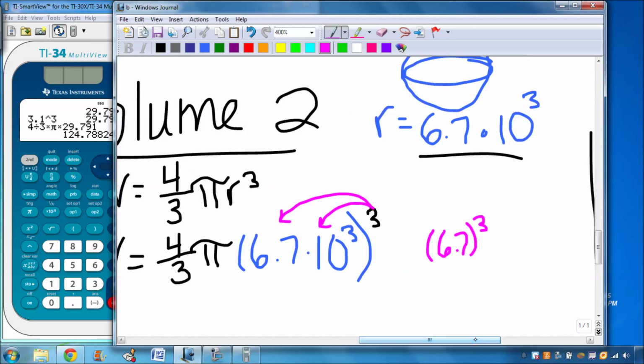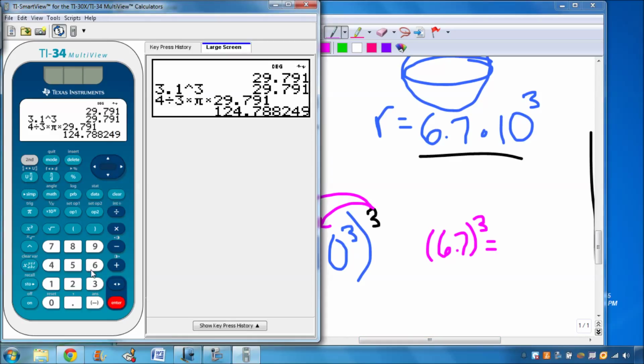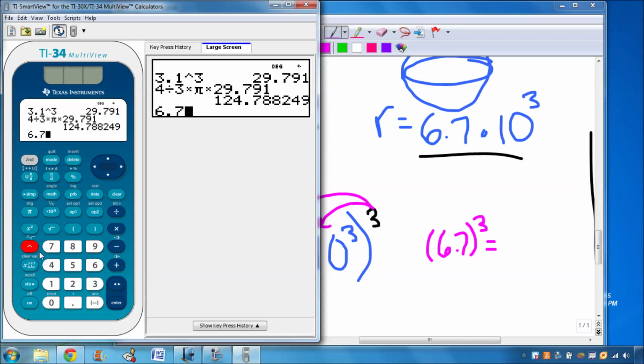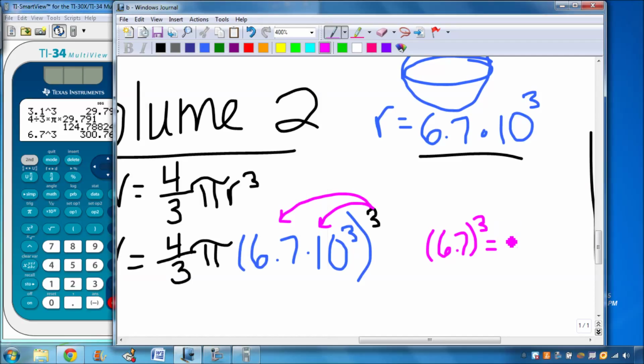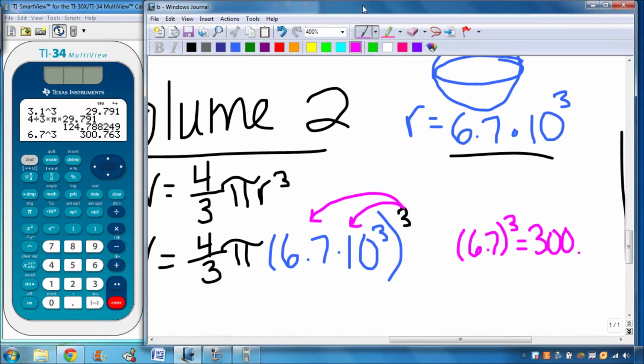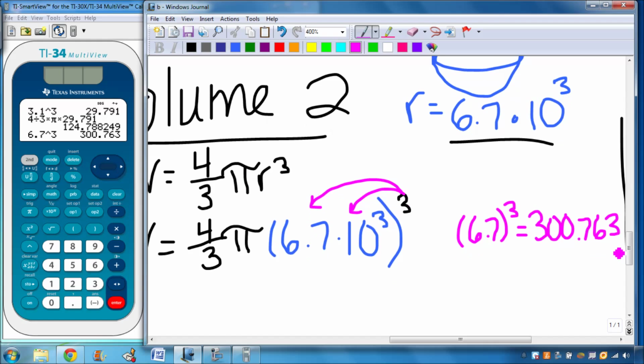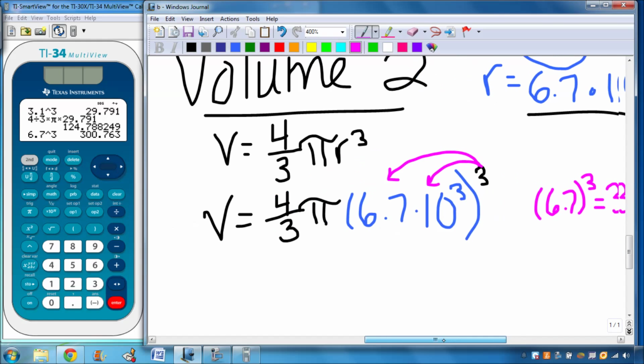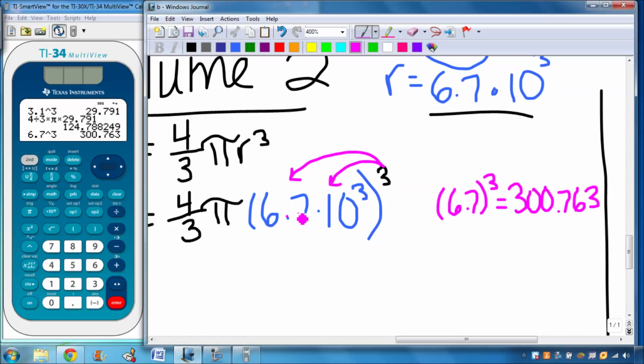So let's figure out what that value is by simply typing in our calculator 6.7 raised to the 3rd power. So you end up getting 300.763. So that's what I'm going to write in right here. 300 point, let's move this over so you can see it a little better, 763. Okay? So that's what I end up getting for this value when I cube it.